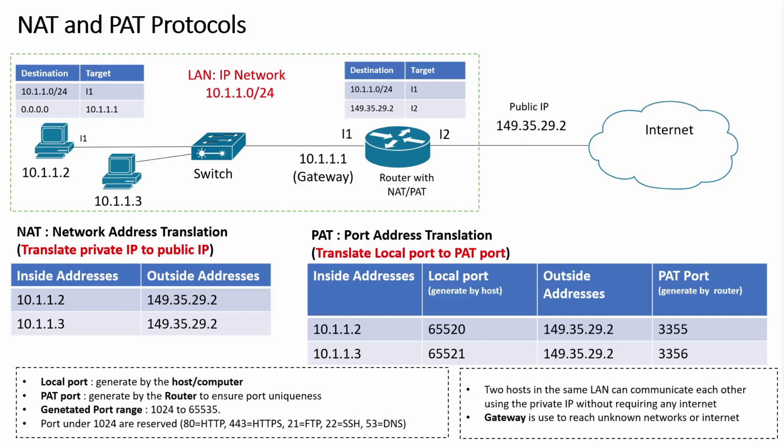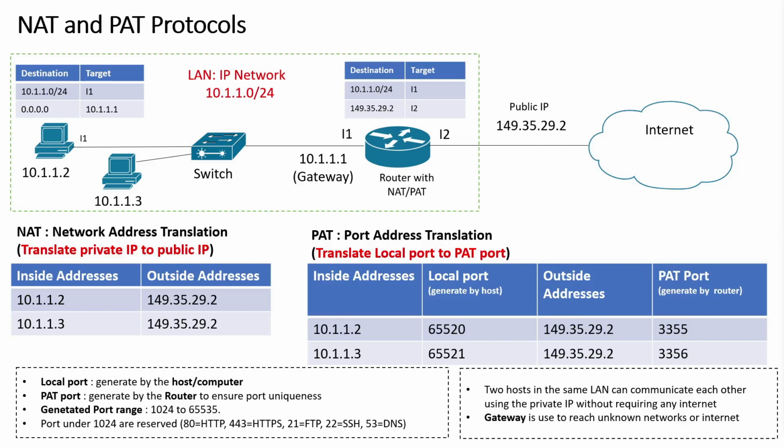Here we have some additional information. The local port is generated by the host. The PAT port is generated by the router to ensure the port uniqueness. The generated port range is in this range. And the ports under 1024 are reserved ports. For example, the port 80 is for HTTP. And here we have another example.